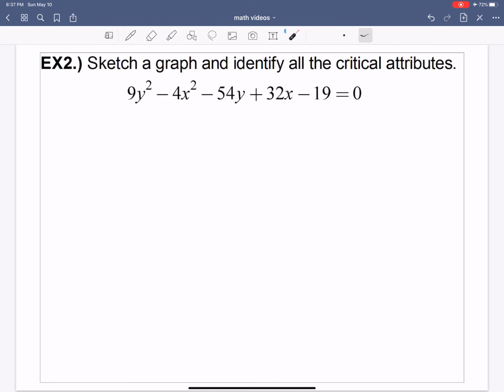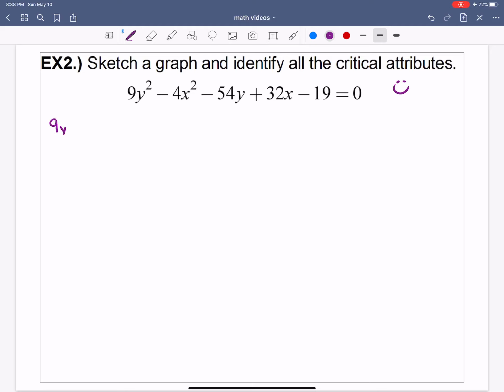Now let's jump into number 2. Sketch a graph and identify all the critical attributes. Easy, exact same directions as last time. But, oh no, this format is not good. So we get the opportunity to do some completing the square. I hope you're excited about that. I know that I am. We get to complete the square not just once, but twice. So pay attention. Here's how I'm going to rewrite this.